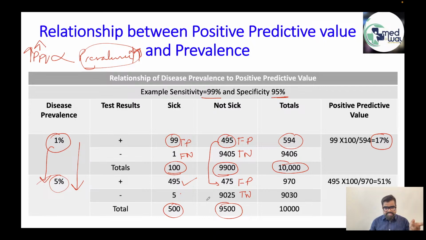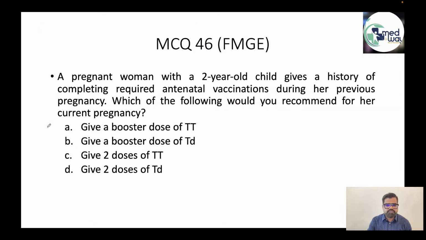So the question was saying, when the prevalence in the group A was high, that is the reason for low false positive. And you can also see this, as you increase the prevalence from 1% to 5%, your positive predictive value increased from 17% to 51%. Okay, so as you increase the prevalence, positive predictive value will be high.